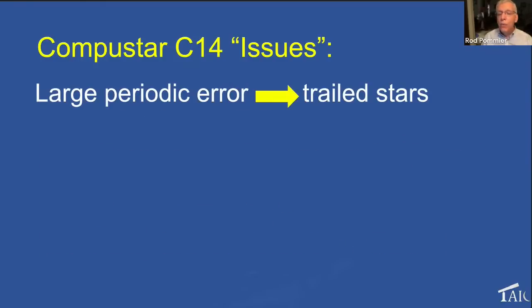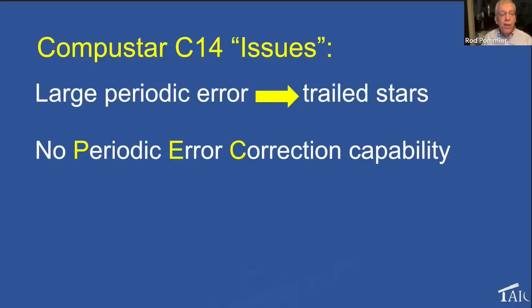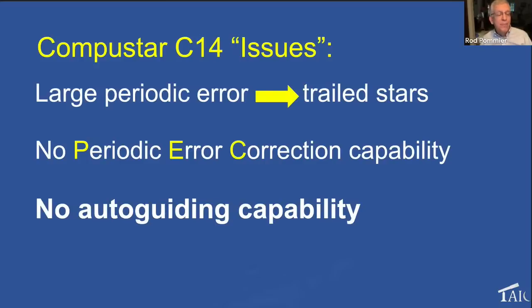Sadly, the worm gear drive in this telescope was not very good, and the Compustar C14 had a very large periodic error that will result in trailed stars. A lot of companies have dealt with this with a technique known as periodic error correction, where you can record the errors in your guiding and then play it back to the mount and it gets rid of it. But this telescope was made before periodic error correction was ever available, so it didn't have that capability. And the biggest bugaboo is it had no autoguiding capability. Or does it? We'll talk about that a little bit later on.